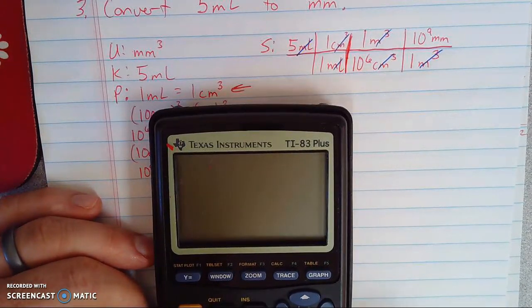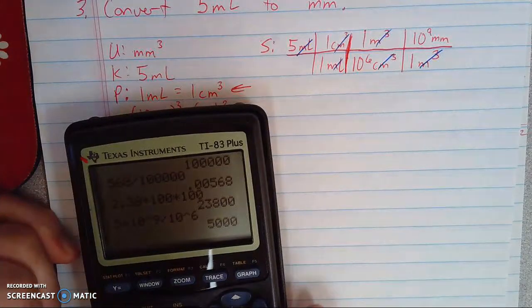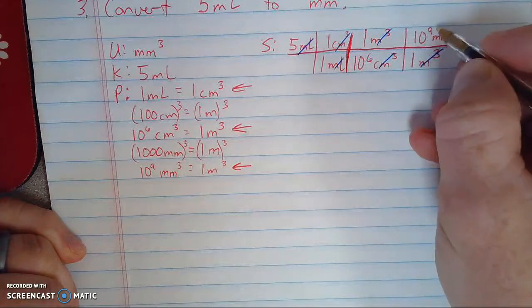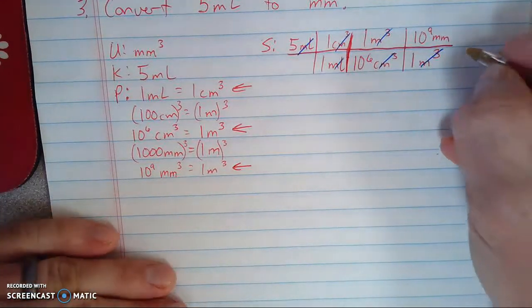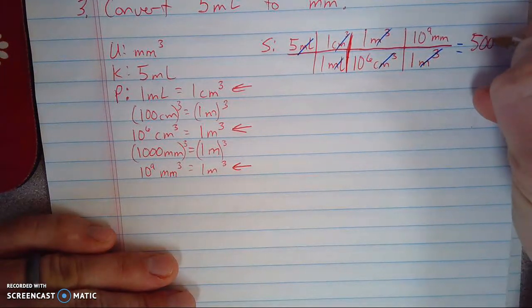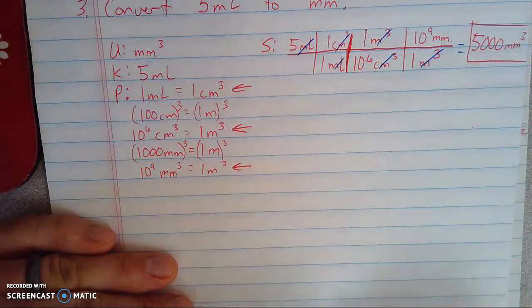So basically it's going to be 5 times 10 to the 9 divided by 10 to the 6. And that comes out to 5,000. You could just do the exponents, and that would be a difference of 3, so it would be 10 to the third on top. 5 times 10 to the third is 5,000. So that's good. That's how you convert cubed units.